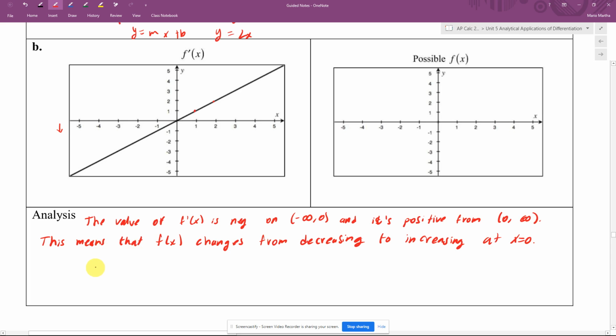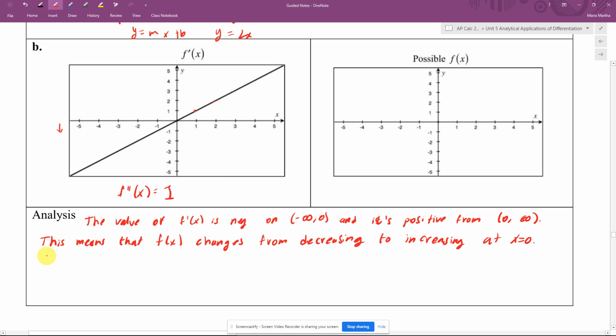Another thing that we want to point out here is also the value of f double prime of x. Remember, using the second derivative test, if I were to take the derivative of f prime of x here, you'll notice it would be just a constant positive value, right? So I could say f double prime of x would be just positive 1, because that's the slope of this line. So if f double prime of x is greater than 0, that means that the graph is concave up, pretty much on the entire interval from negative infinity to positive infinity.